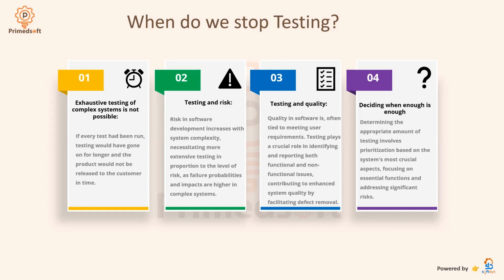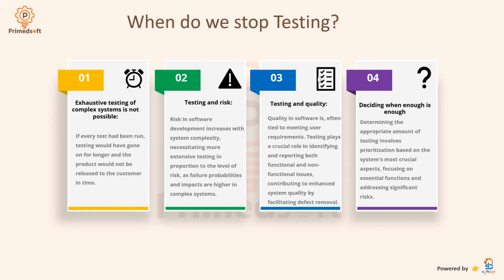So testing and quality, right? Drawing it back to when do we stop testing? Once you've tested all these areas, you've given it an extensive testing and ensured you've reduced the risk, right? You probably should stop testing, right? So testing and quality. Quality in software is often tied to meeting users' requirements. So testing plays a crucial role in identifying and reporting both functional and non-functional issues, contributing to enhanced system quality by facilitating defect removal, right? So once you've done all these things, you've tested properly, and you've ensured that the quality of the software has met users' expectations, then you probably stop testing, right?